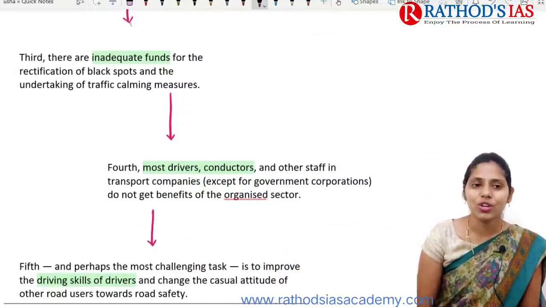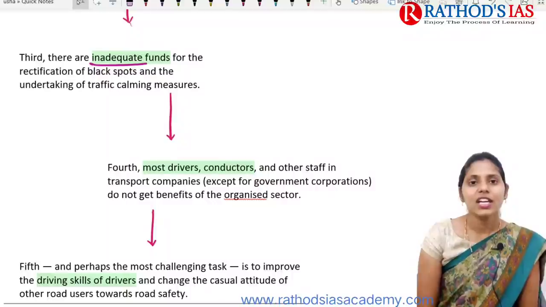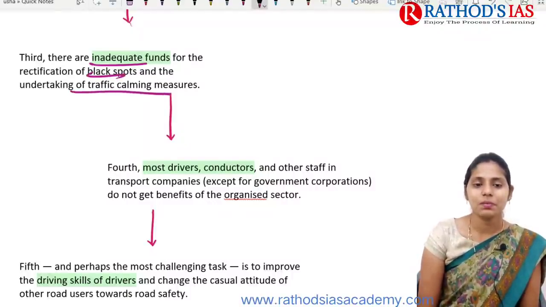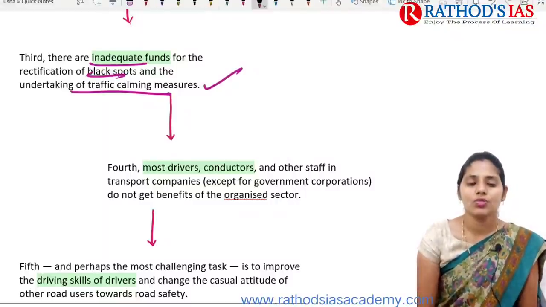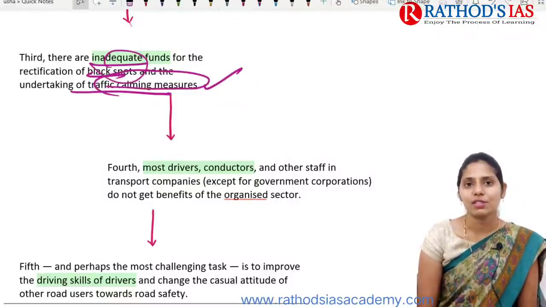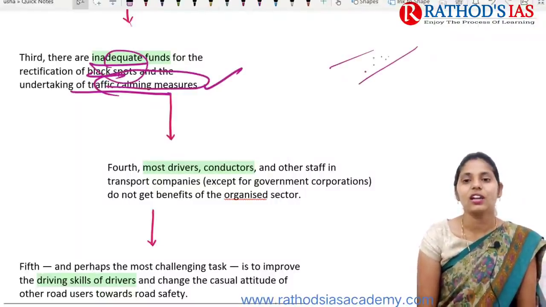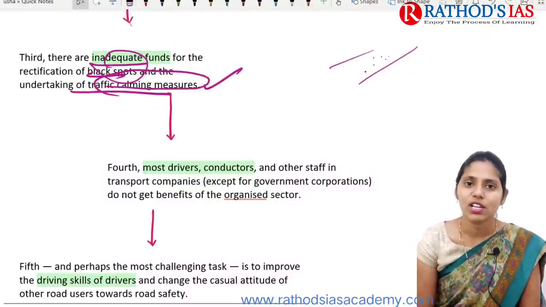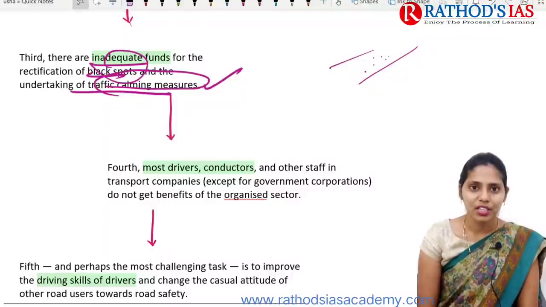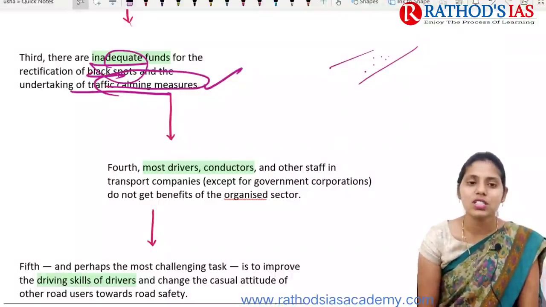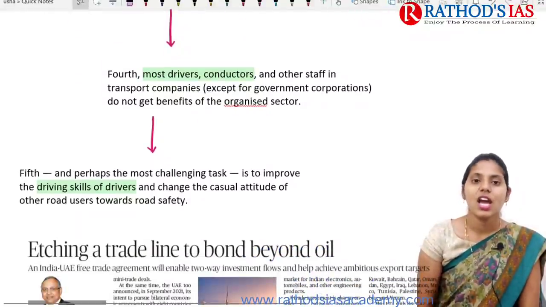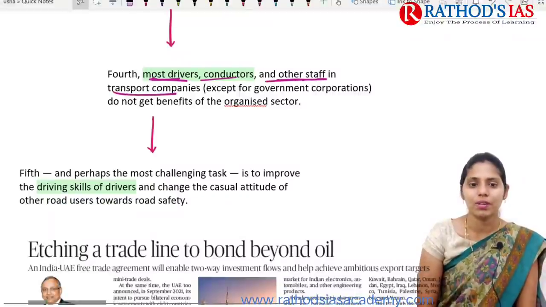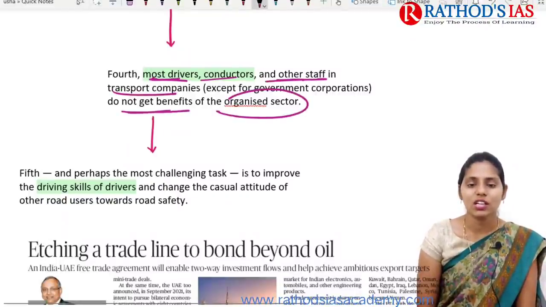And next one is, we are also facing inadequate funds for the rectification of black spots and undertaking some traffic calming measures, okay. So we need to take some traffic calming measures, and even black spots on the roads, we can see pits are there. So we need to come up with some redesigning, as well as new road laying. So it is one of the investment-heavy processes, and we do not have proper funds. And next one is, most of the drivers, conductors, and even other staff in the transport companies do not get the benefits of the organized sector.